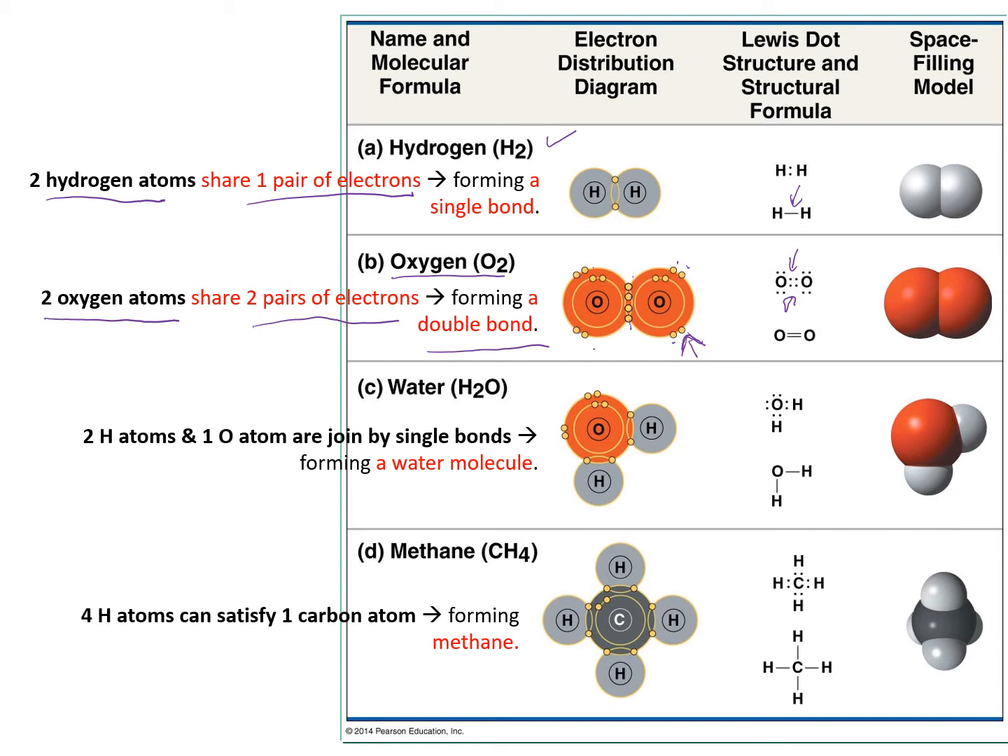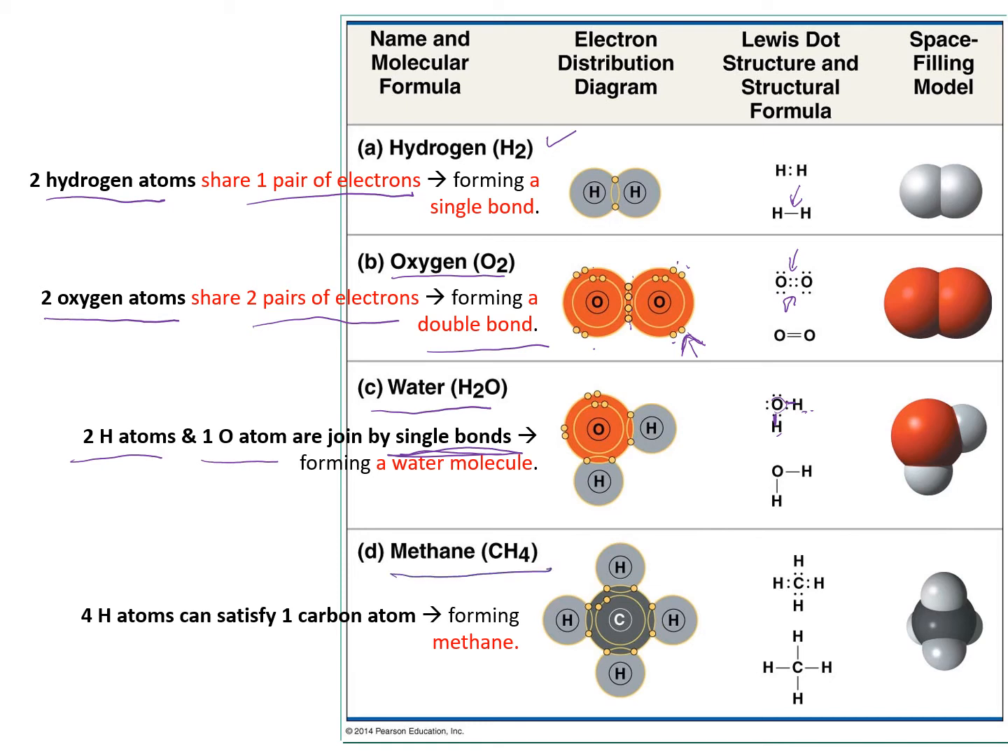For the third molecule, it is the water molecule. A water molecule is formed when two hydrogen atoms and one oxygen atom are joined by single bonds. So there are actually two single bonds that are formed between the two hydrogen atoms and one oxygen atom.